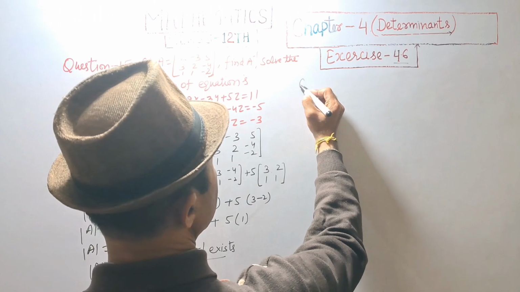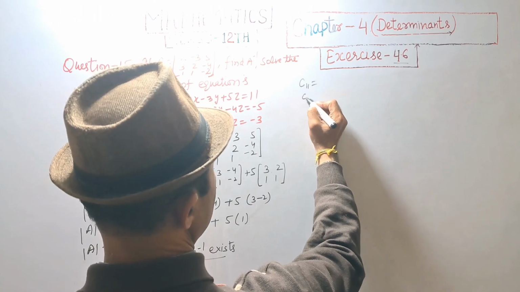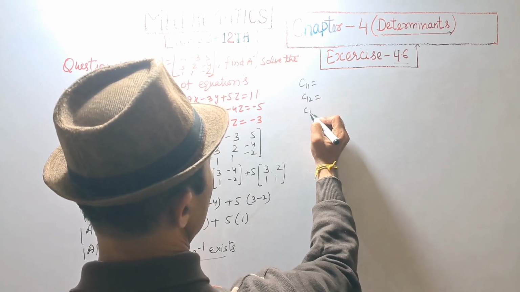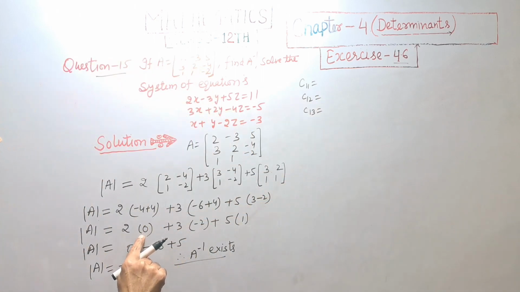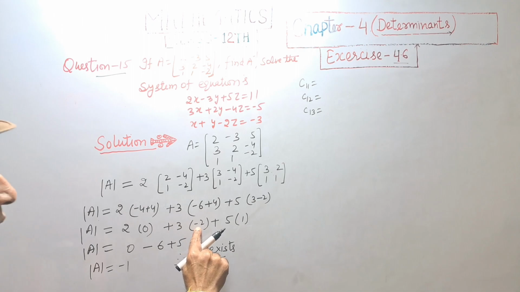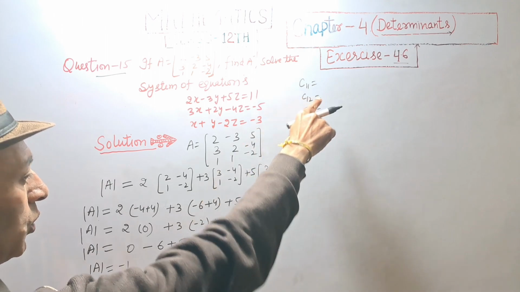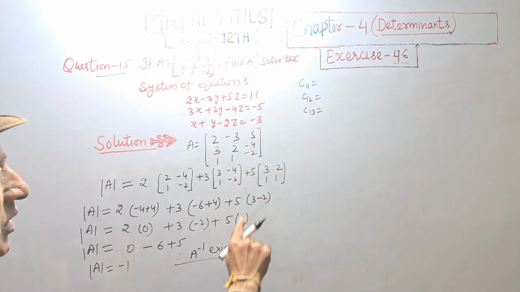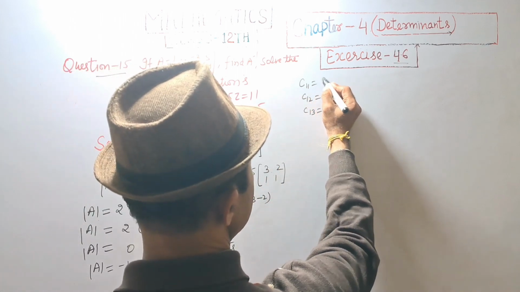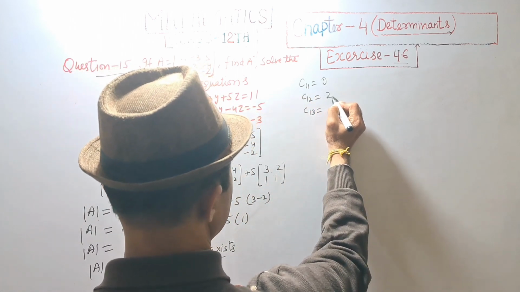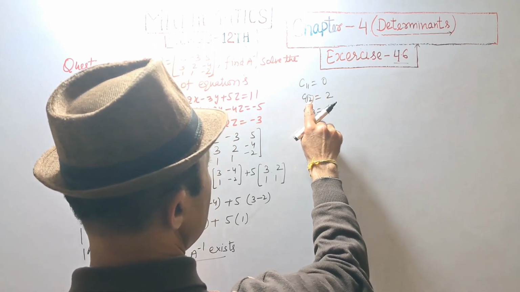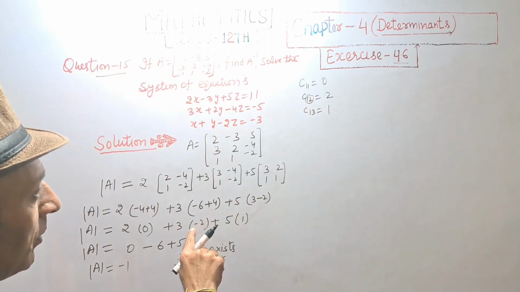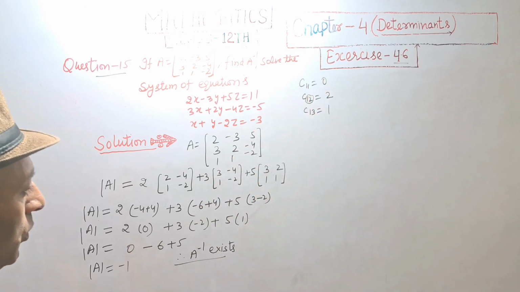Now the cofactors C11, C12, C13. C11 is 0, C12 is equal to positive 2, and C13 is equal to 1. Since 1 plus 2 is 3, the minus multiplied by minus will be positive 2.